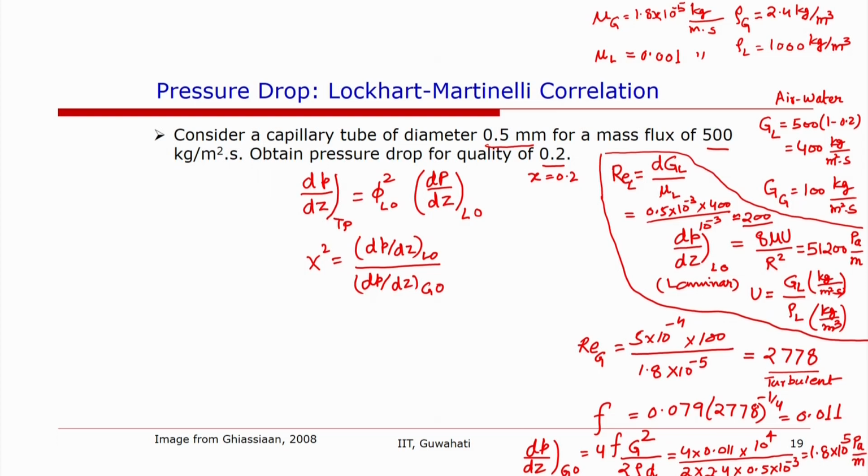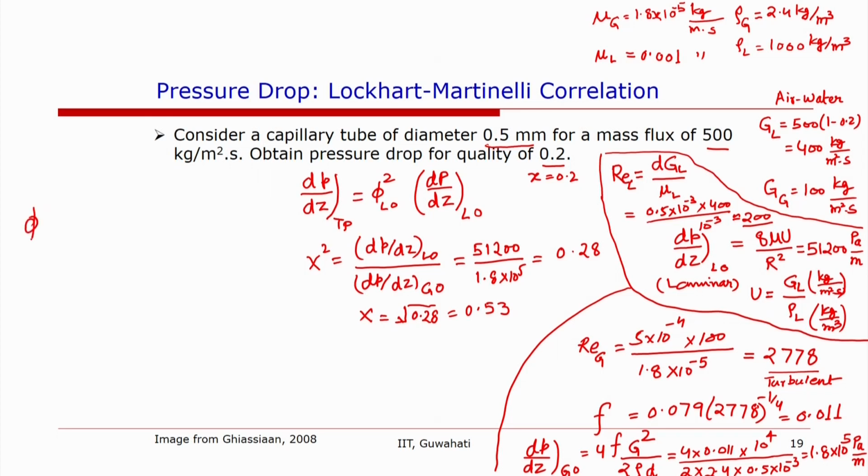So we have got the pressure drop in the gas phase, pressure drop in the liquid phase, and from that we have got X squared, which is 51,200 Pascal per meter, divided by 1.8 into 10 to the power 5 Pascal per meter, and the ratio comes out to be 0.28, and we will get X is equal to square root of 0.28, which is about 0.53.